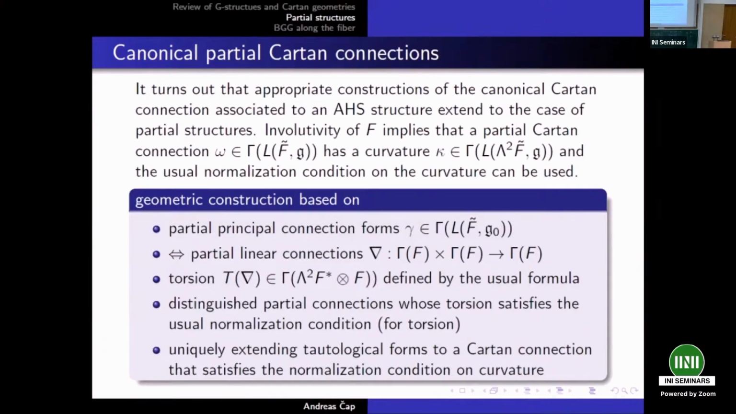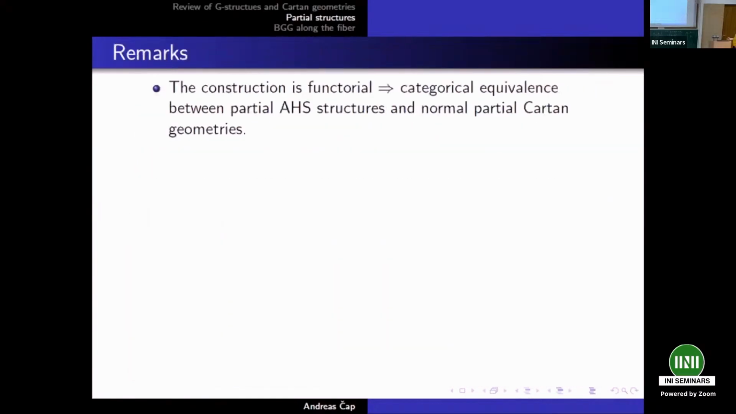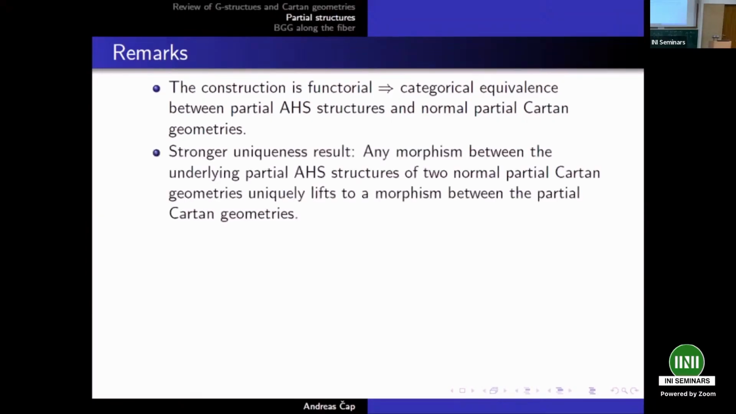Now this description via connection forms and connection immediately shows that this is functorial. Because if you have a morphism of G0 structures, you pull back a principal connection, you get a principal connection, this corresponds to the pullback of the linear connection, everything is compatible. So you see that this construction is functorial, and therefore gives you a categorical equivalence between partial AHS structures and normal partial Cartan geometries.